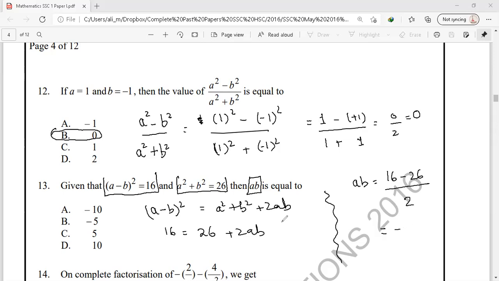So okay, let me correct one thing. This would be minus 2ab, and this could be minus 2ab. So minus 2 would be divided on the other side. So we will get minus 10 over minus 2. So the correct value of ab is equal to plus 5. So the correct answer for this question number 13 is option C.